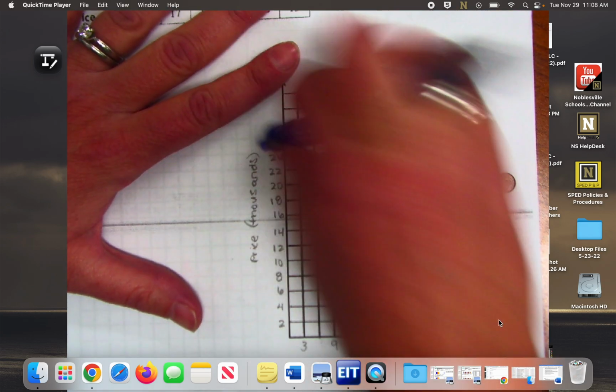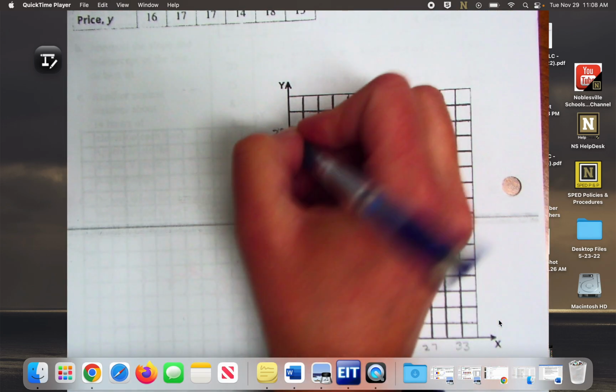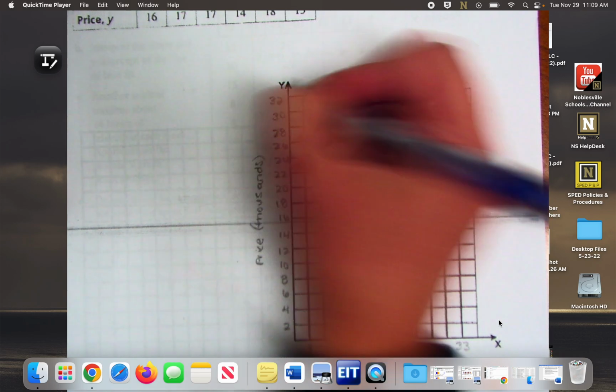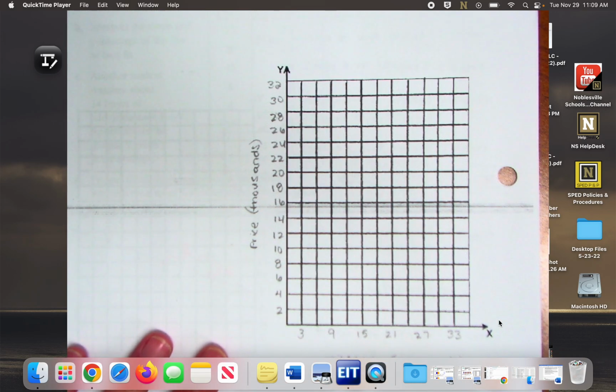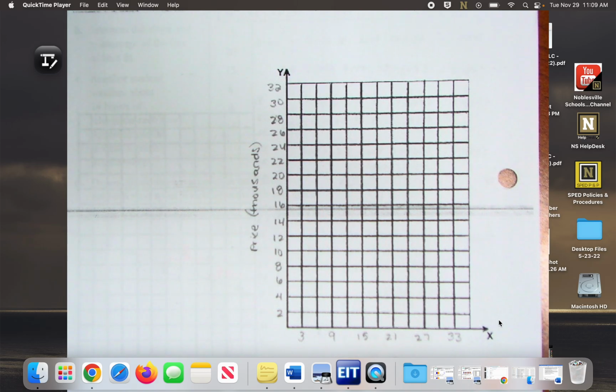Oops, I almost skipped 28. Okay, so step 1 is done. I labeled the axes. Step 2 was to scatter the plots.